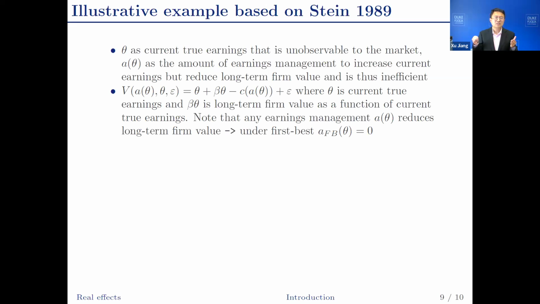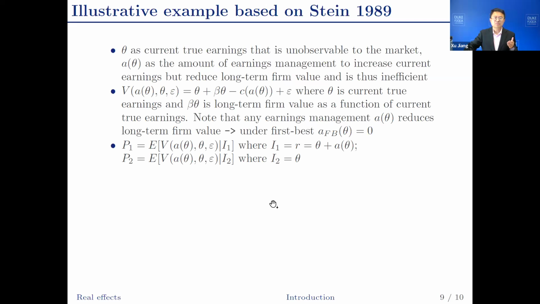In this case, the terminal value V is theta plus beta theta minus some cost as a function of A theta, plus epsilon. Theta is current true earnings, and beta theta is long-term firm value as a function of current true earnings. You can see here, any earnings management is going to reduce long-term firm value. It's not going to increase the long-term firm value. So under the first best, you should choose zero earnings management.